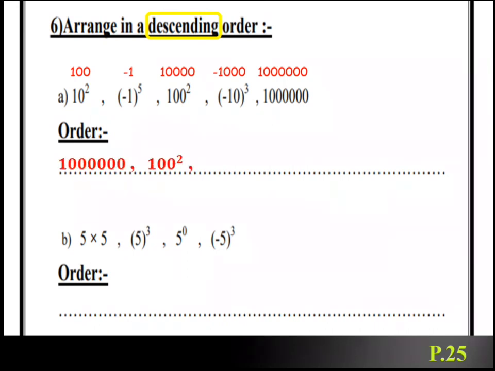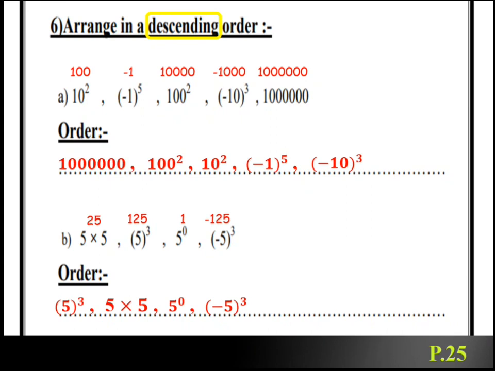After that, 100 powers 2. After that, 10 powers 2. After that, negative 1 power 5. And the last one, negative 10 power 3. Letter B, 5 power times 5, which is equal to 25, 125, 1, and negative 125. So the descending order will be 5 power 3, 5 times 5, 5 power 0, and negative 5 powers 3.